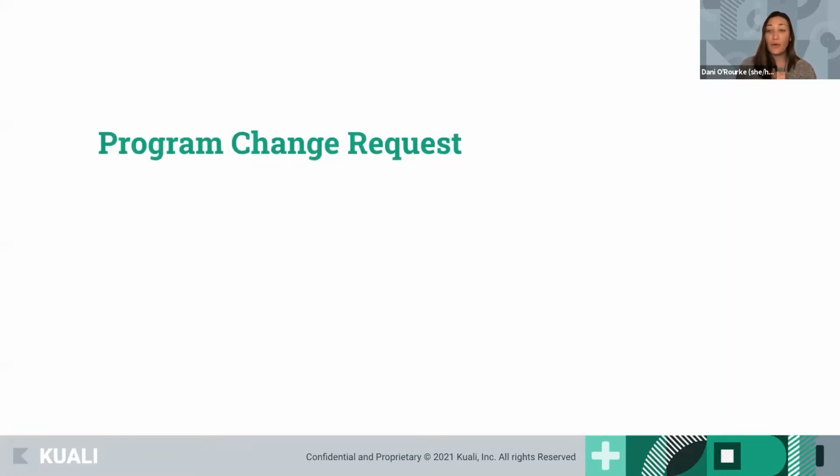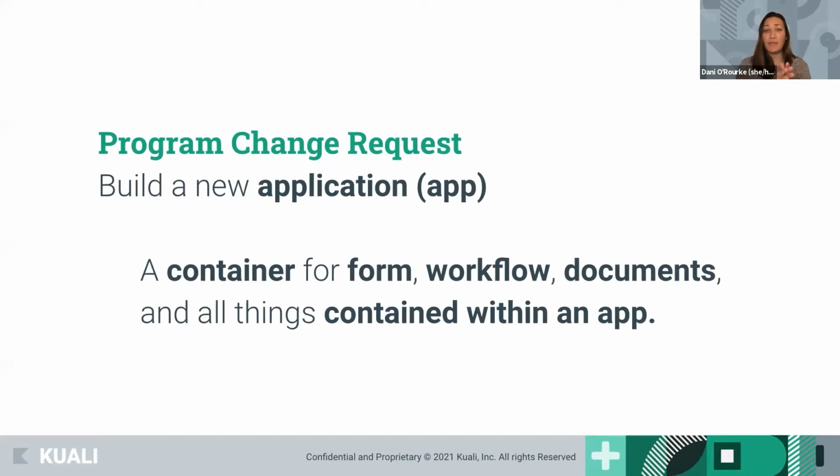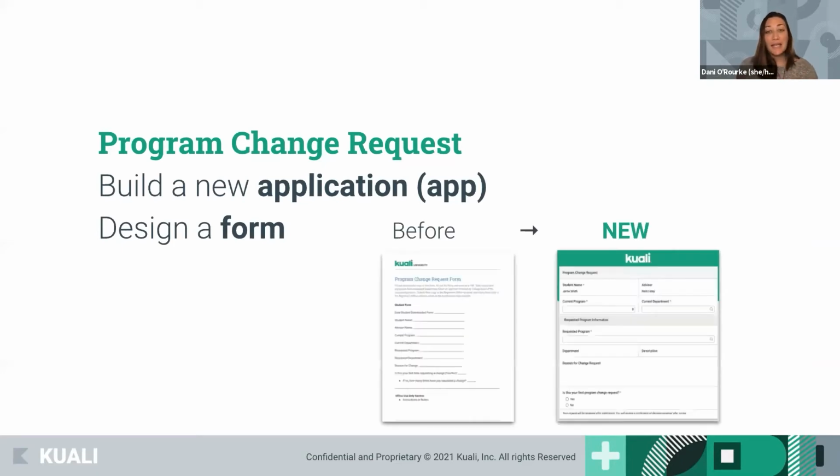So focusing on the program change request, the first thing you would do is build a new application. An application, I've used that word a lot, is a container for forms and workflow and documents, all of the things contained within an application, which we will talk more about shortly. Next step, we will want to design a form so that the student can fill out the information requested, taking your existing forms and transforming them with Build, or creating new forms altogether.